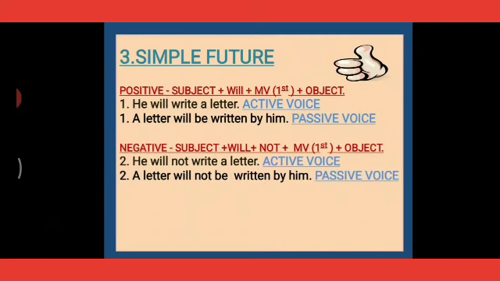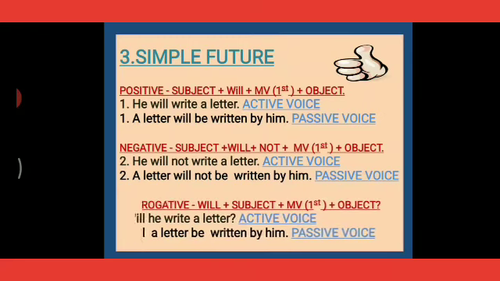Negative sentence: subject plus will not plus first form plus object. So, he will not write a letter. How will you convert it? A letter will not be written by him. Remember, if you write will be not, then it will be wrong. Always write not in between will and be. A letter will not be written by him.